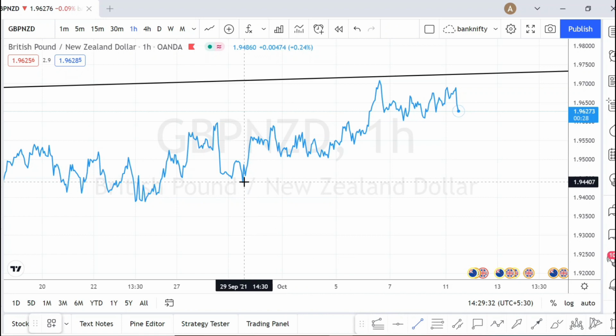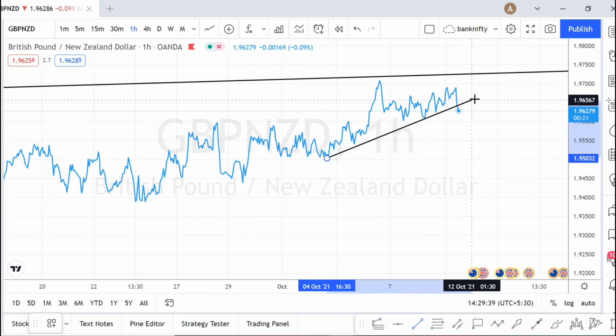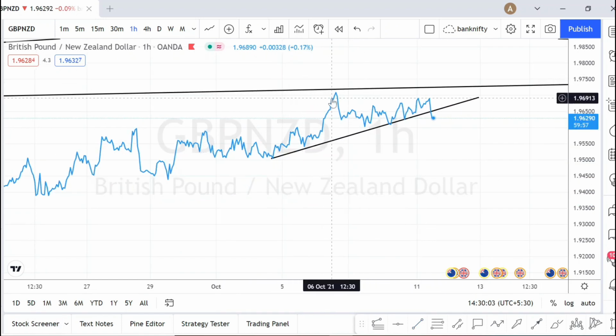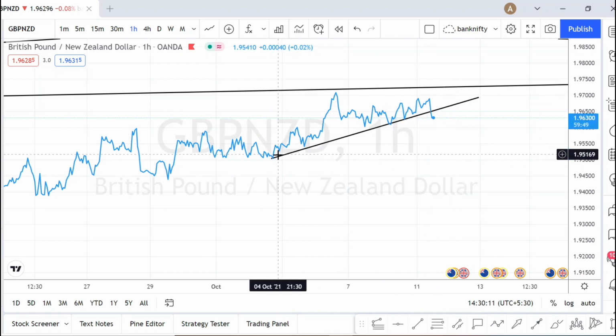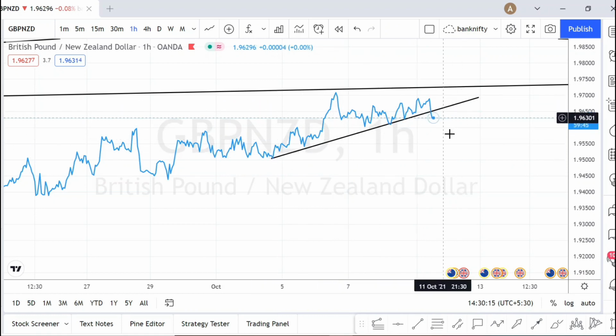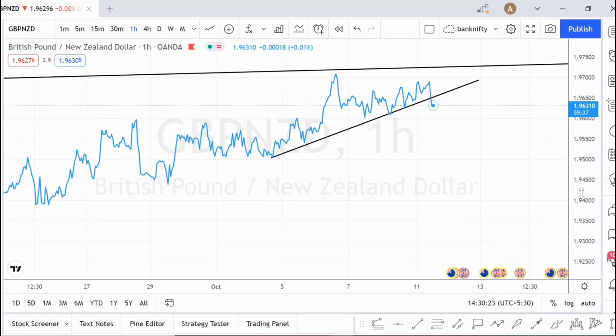In hourly time frame, we understand that it formed a very nice uptrend, tried to break this resistance over here from daily time frame, but it couldn't break it. Now you can see that it has also broken the dynamic support that was formed in hourly time frame. Trend is going down. So overall, this currency pair is on a downtrend. This is the information we get from overall analysis so far.